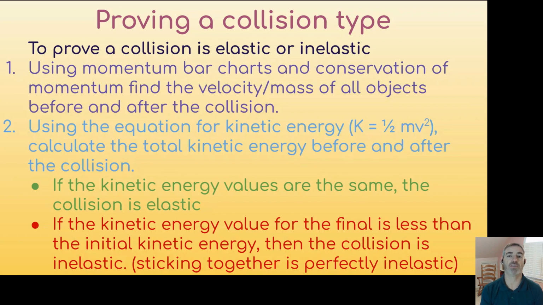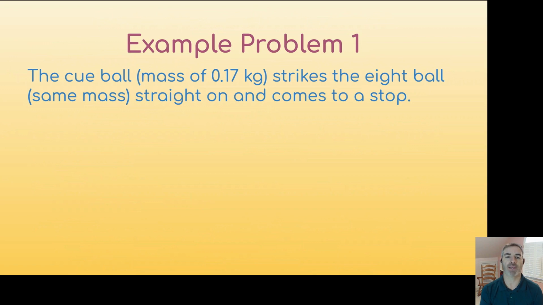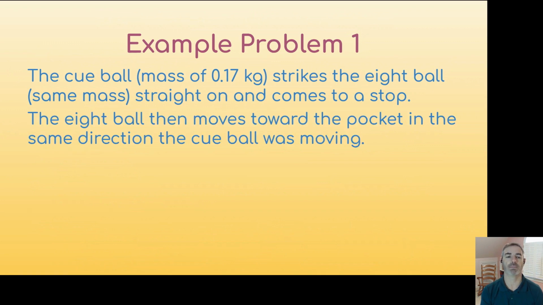You're going to see that there is no situation where we can have a collision where the overall energy increases, so these are the only two situations we're going to look at. The only way kinetic energy would increase overall is if an outside object were working on the system and transferring energy in. So here's our example problem. The cue ball has a mass of 0.17 kilograms, and it strikes the eight ball, which has the same mass, straight on, and it comes to a stop. The eight ball then moves toward the pocket in the same direction the cue ball was moving before. Is this an elastic or inelastic collision?